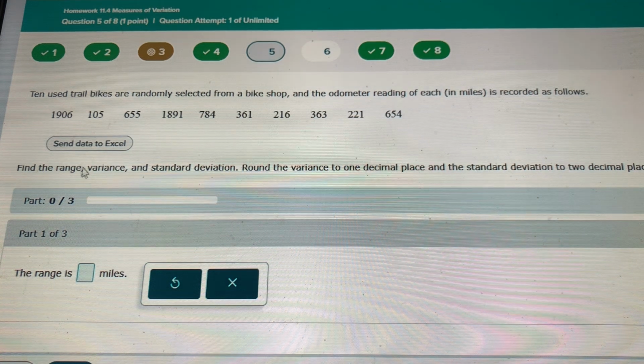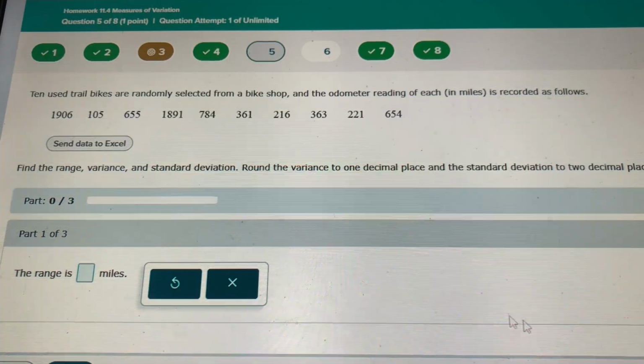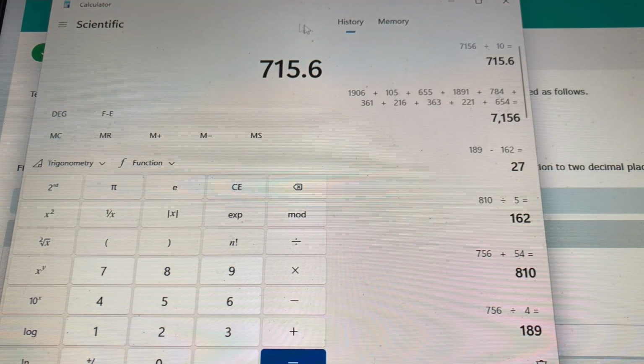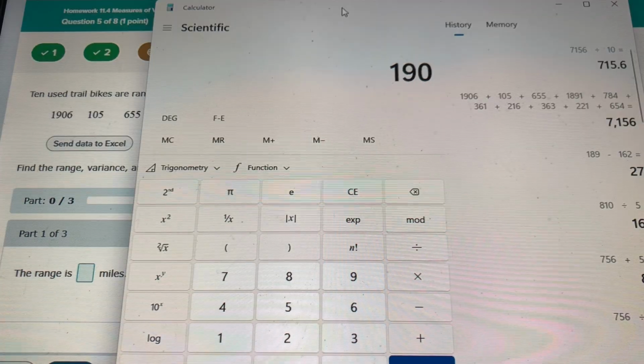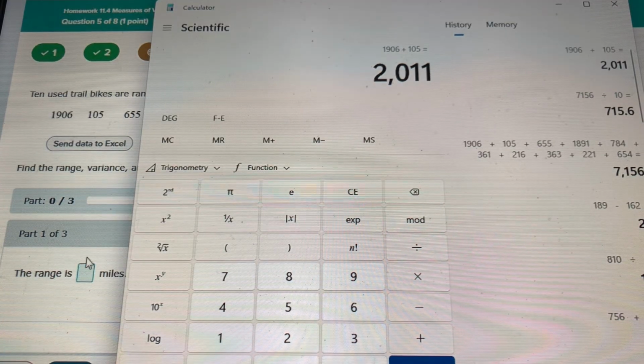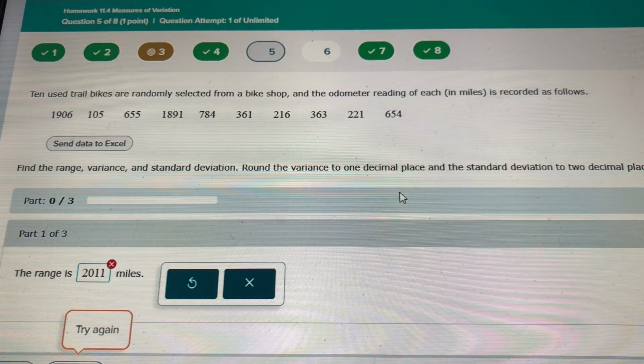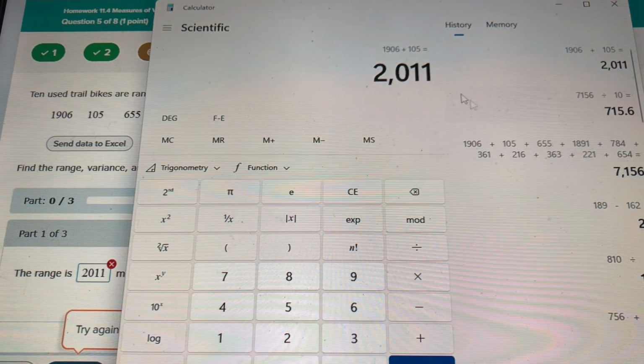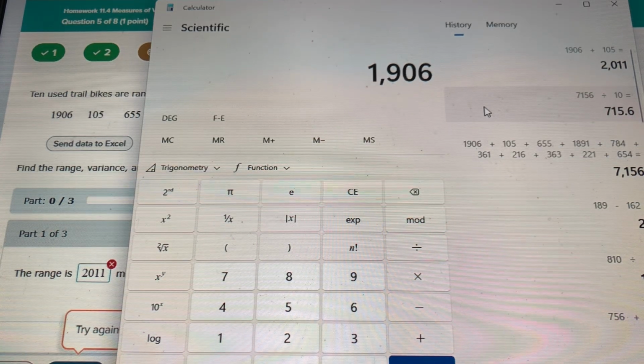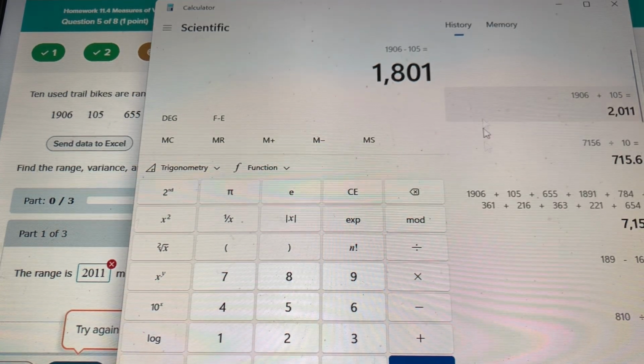Okay, range is easy. You do highest minus lowest, and it looks like the first number is the highest. The lowest number is 105. They keep doing that where they put the highest and lowest right next to each other. That helps actually. 1906 minus 105. The range is 2011. Maybe there was a smaller one. Oh, I put plus instead of minus. Okay, typo. 1906 minus 105. It's 1801.